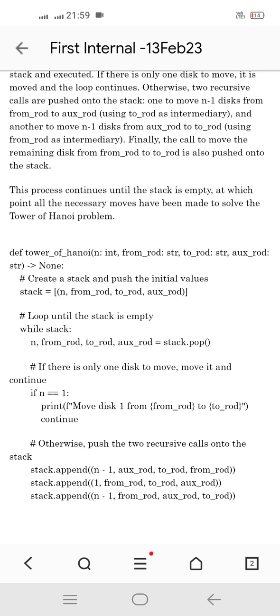This algorithm is the iterative version of the Tower of Hanoi problem.